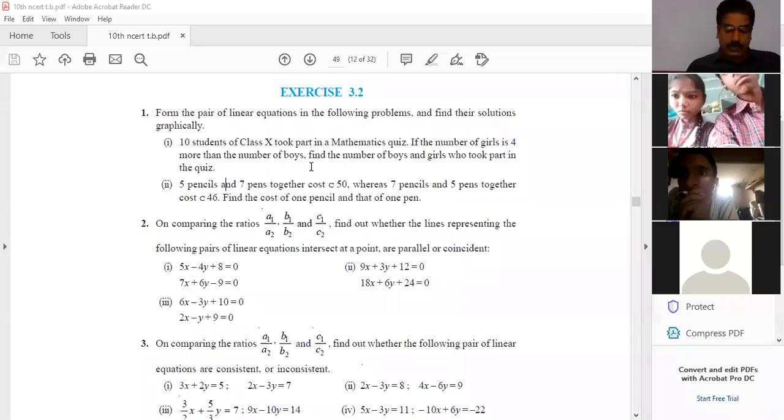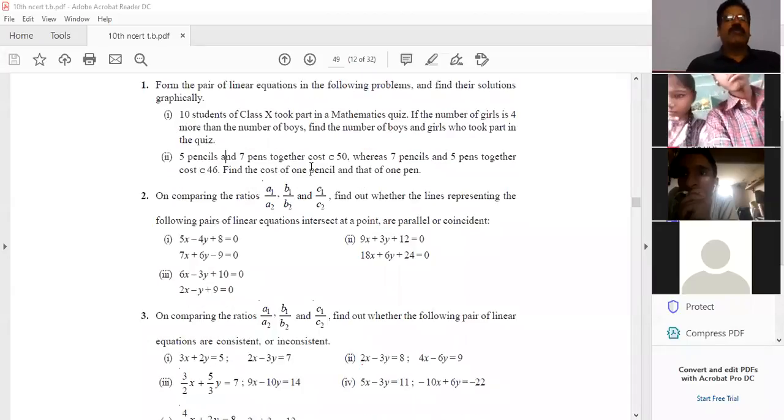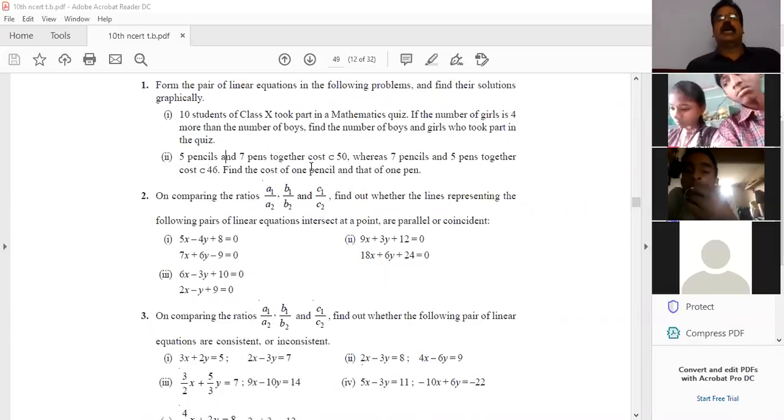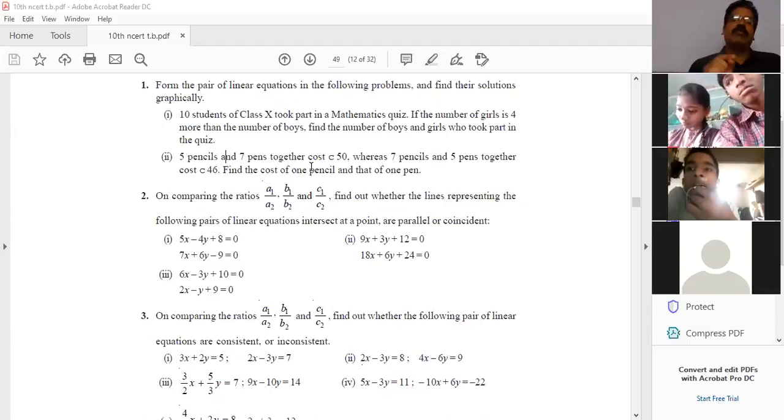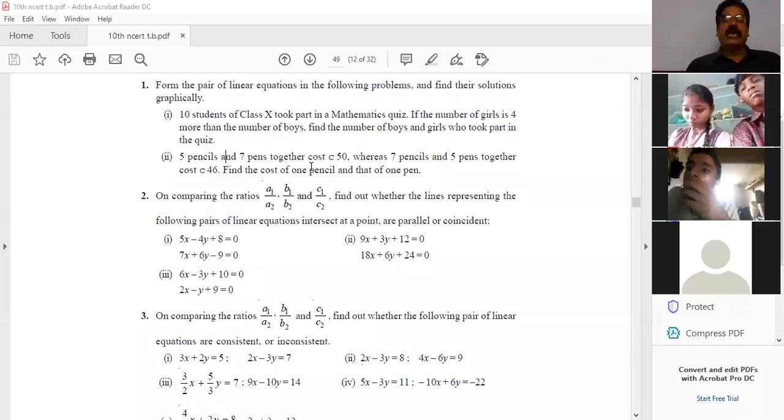Now the second question. 5 pencils and 7 pens together cost 50 rupees, whereas 7 pencils and 5 pens together cost 46 rupees. Find the cost of 1 pencil and that of 1 pen. Let the cost of pencil be X. Let the cost of pen be Y. First equation: 5x plus 7y is equal to 50.